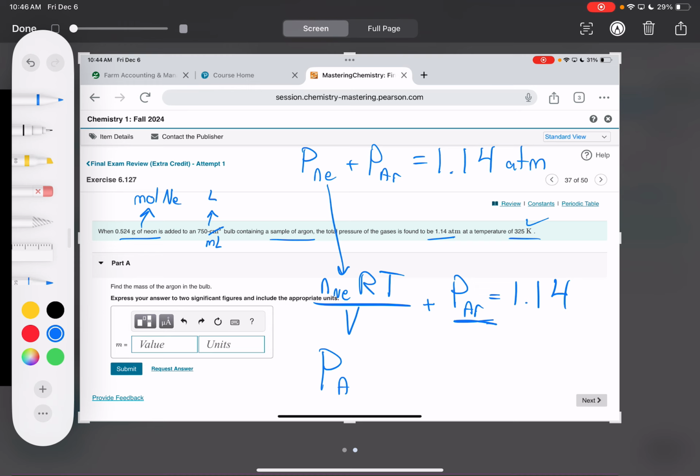Then we're going to set up pressure of argon times the volume equals N of argon, RT. And then you solve for N, the moles, and convert that to grams. This isn't the one I was thinking of. Would I give this to you? Probably one of the two parts, not both of them.